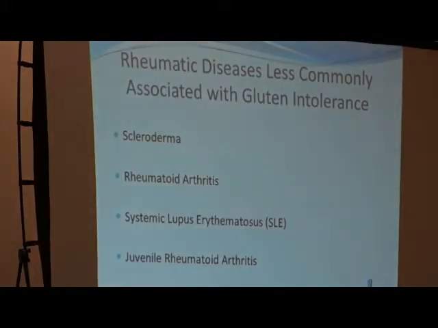So there are quite a few other conditions which have some association with gluten intolerance. It's not 100%, but I would say between 20 to 50%. These include scleroderma, rheumatoid arthritis, lupus, and juvenile rheumatoid arthritis. All these patients, during initial workup, need to be tested for gluten intolerance, because if they are, changing the diet can make a huge difference in their life and in their condition.